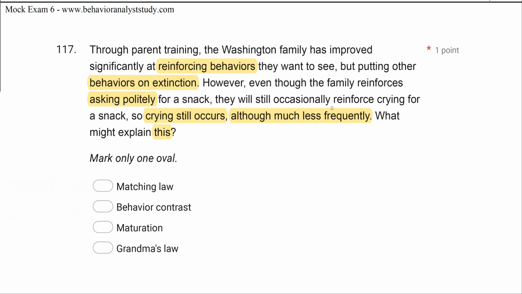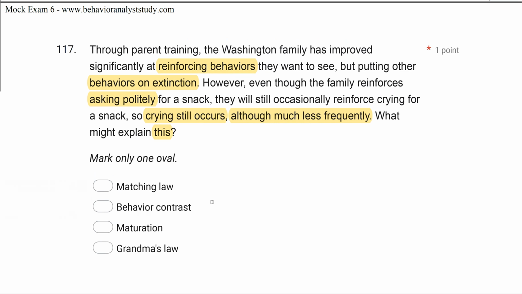Matching law says behaviors will typically occur as frequently as they receive reinforcement. So of course, asking politely for a snack is going to occur a lot more because it's reinforced a lot more. But since they still reinforce crying some, you might still see crying occasionally happen. So because of matching law, the crying is still contacting reinforcement, just less frequently, therefore it's occurring less frequently.